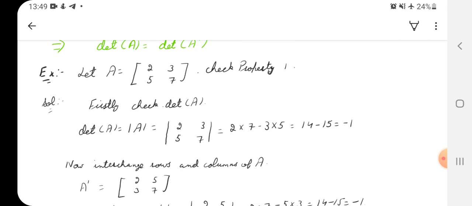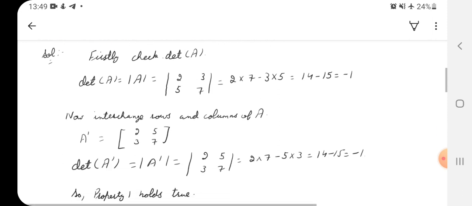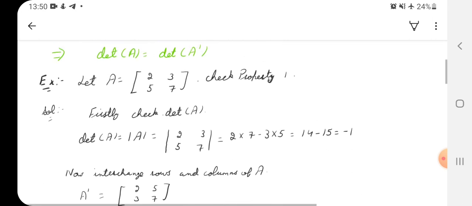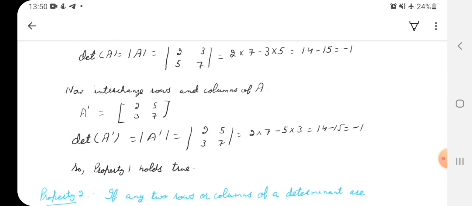Now what do we do? Now take the transpose of that matrix. That means interchange the rows and columns. So you will get A transpose as 2, 5, 3 and 7. Rows are becoming columns and columns are becoming rows. So now take the determinant of A dash. A dash means A transpose.